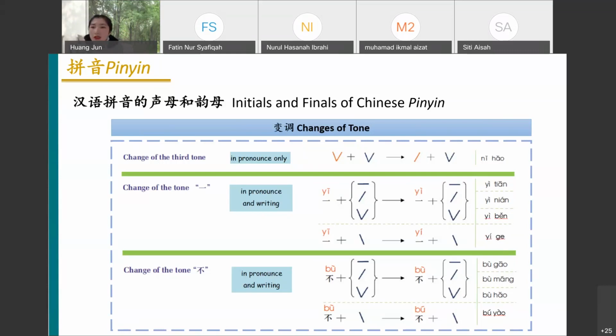Because other words in Mandarin, their tone is fixed. They have only one tone. They don't have a tone change. Only the words "yi" and "bu" will have a tone change, depending on the word put after them. So this is the tone change topic. You just make sure you understand which case only changes in pronunciation, and which two words have changed both in writing and pronunciation. That will be the words "yi" and "bu."